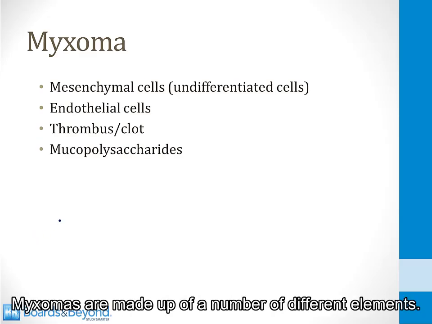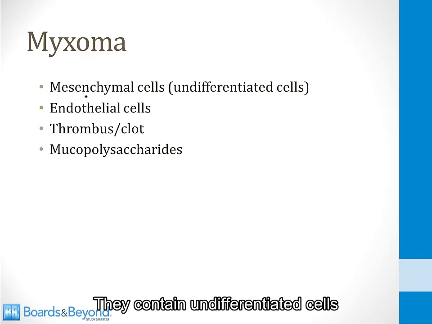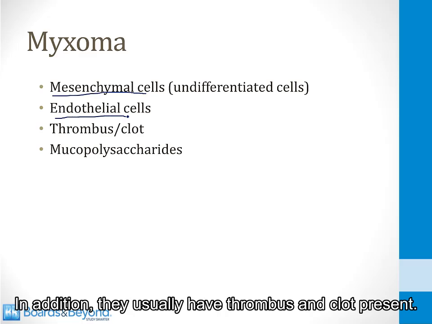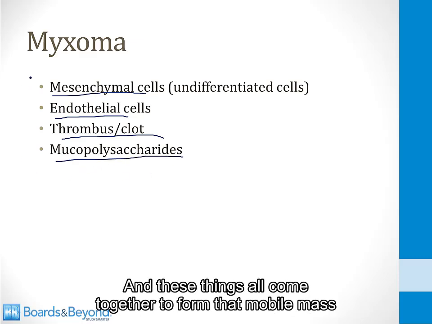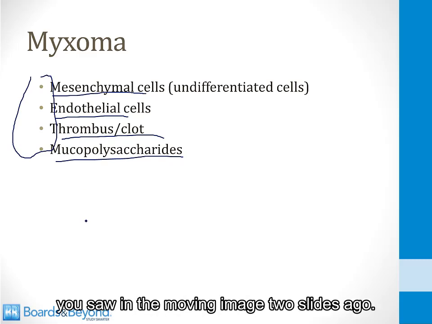Myxomas are made up of a number of different elements. They contain undifferentiated cells called mesenchymal cells. They also contain endothelial cells. In addition, they usually have thrombus and clot present. And then finally, they contain sticky molecules called mucopolysaccharides. And these things all come together to form that mobile mass you saw in the moving image 2 slides ago.